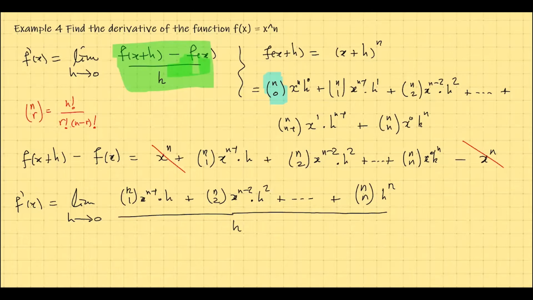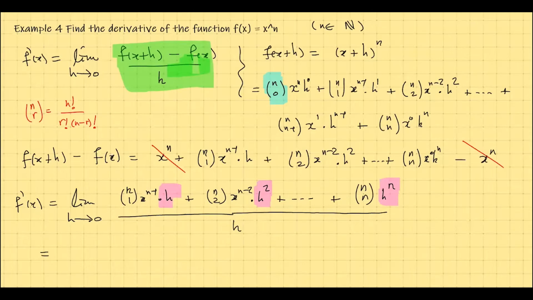Now, this is really, really useful, because if we take a closer look, we've got an h in each term. We've got an h there, we've got at least an h there, and so on and so forth. The powers of h are only going to go up, and they're going to go up to n, right? I should have said at the beginning that n is some natural number. So the powers of h are going to go up to n.